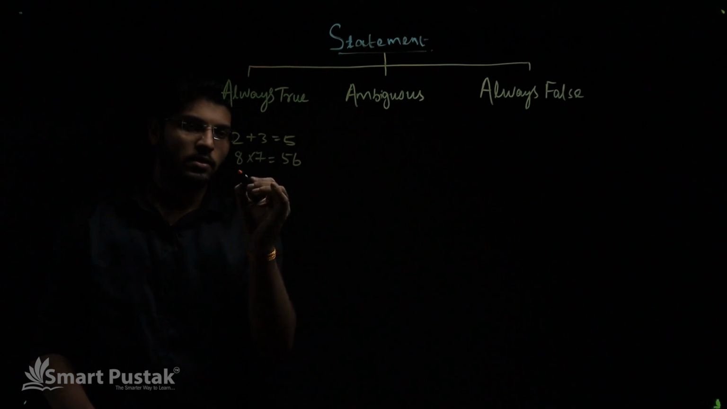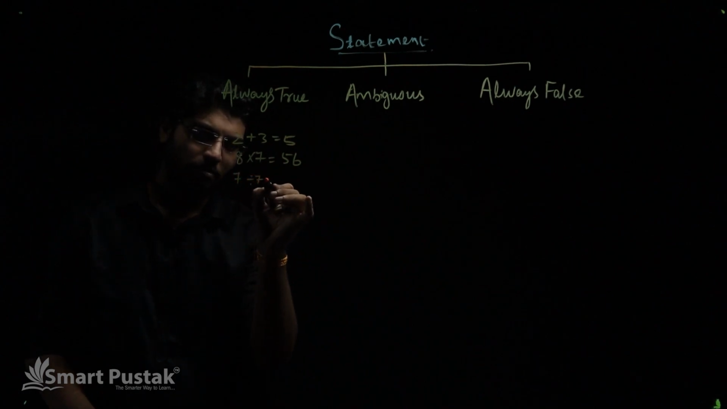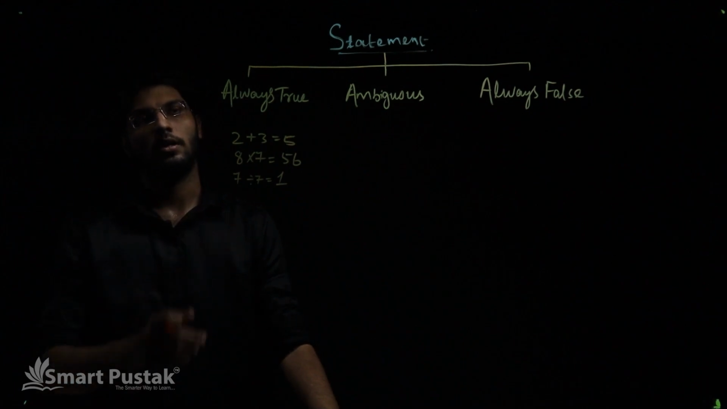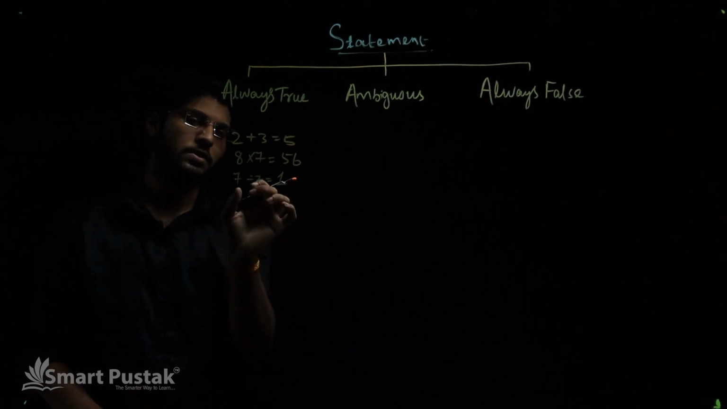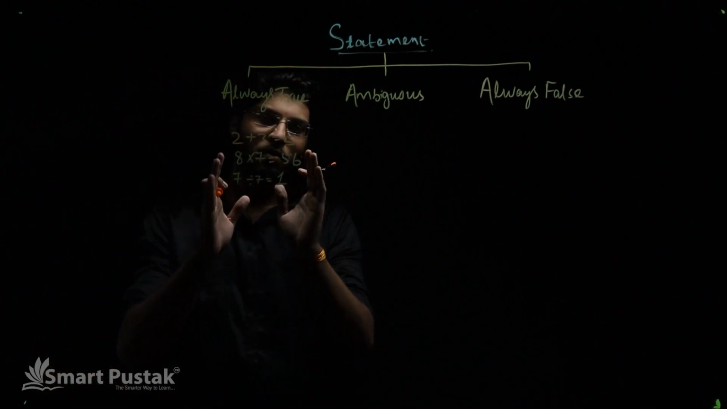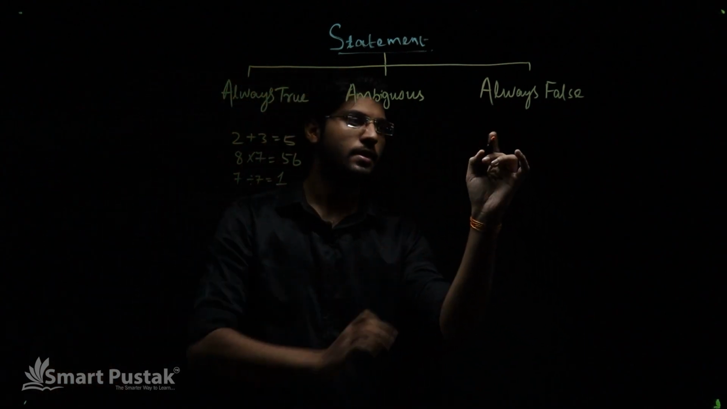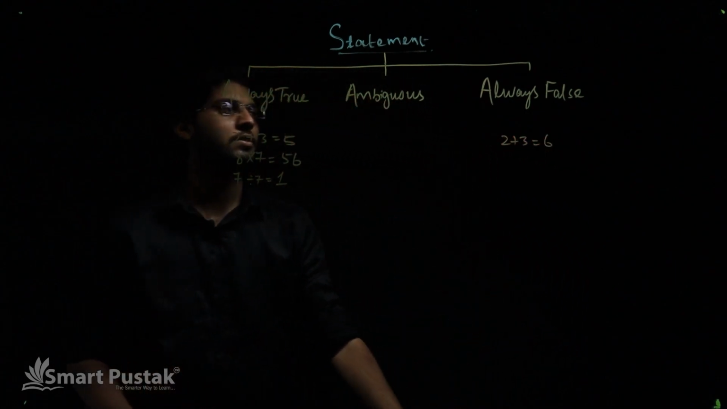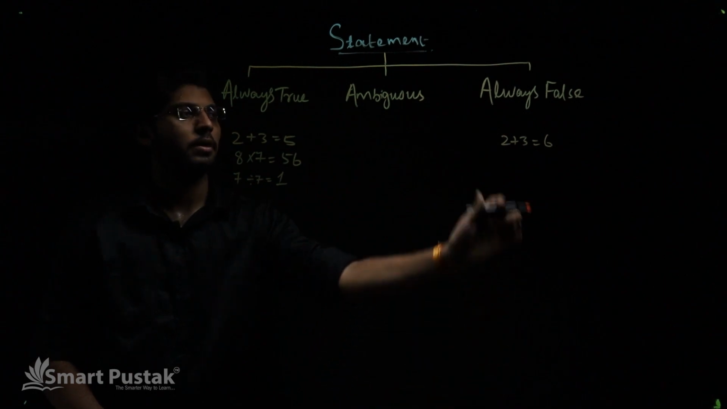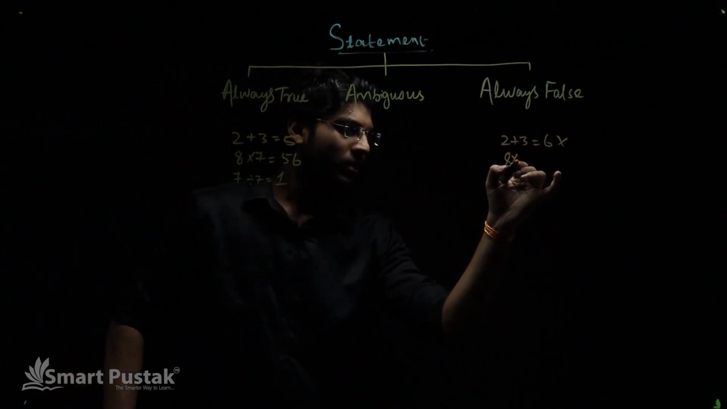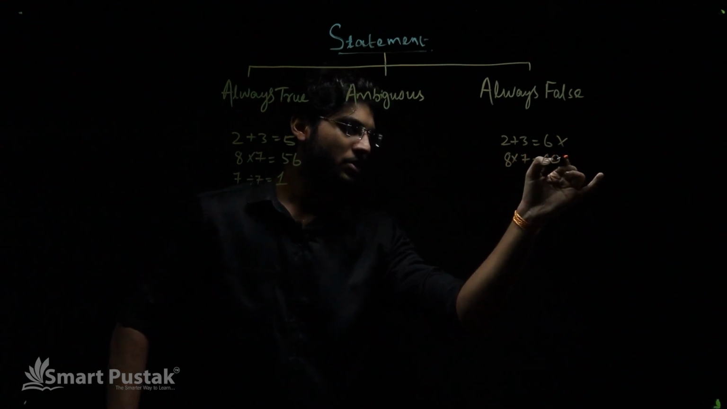Simply we can say 7 divided by 7 is equal to 1. This statement also falls under always true statements, because the division of 7 by 7 gives you the result 1. Now we will take the simple opposite of these sentences. 2 plus 3 will give you the result 6. Is this statement true or false? This statement is false.